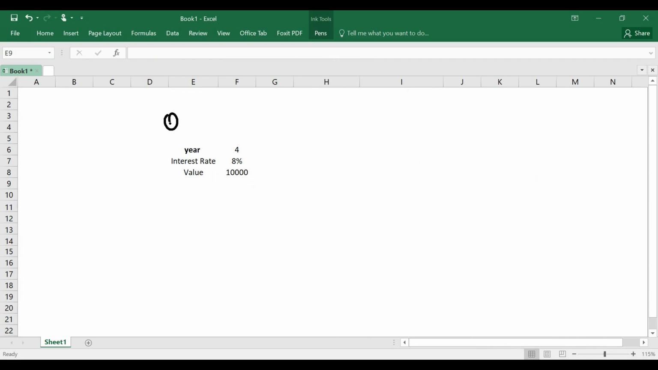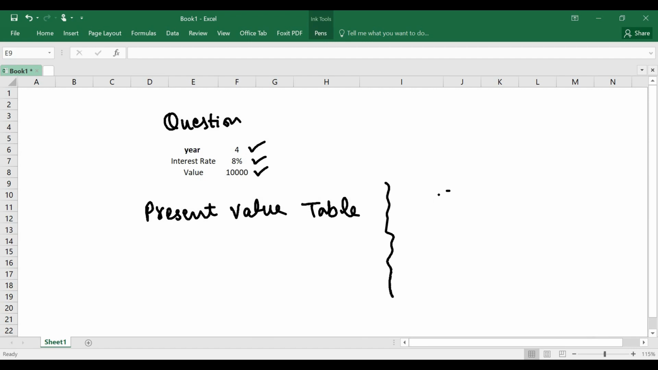So here is our question, and here we have the number of years, which is 4 years. It is our interest rate and it's our value. Now we will use two approaches to solve this question. According to the first approach, we will use the present value table, and under the second approach we will use the formula. Let's do it one by one. First of all, we will do it using the present value table, and then using the formula.